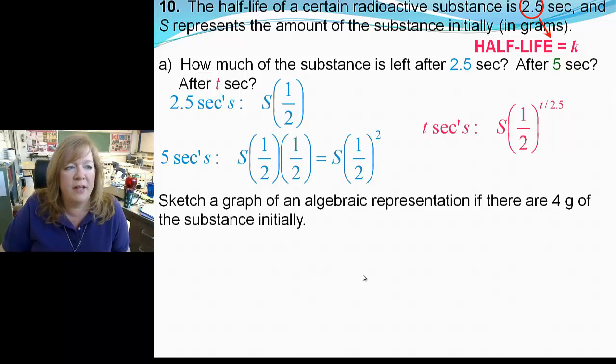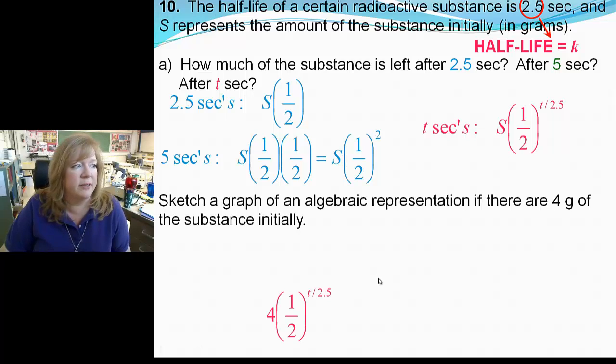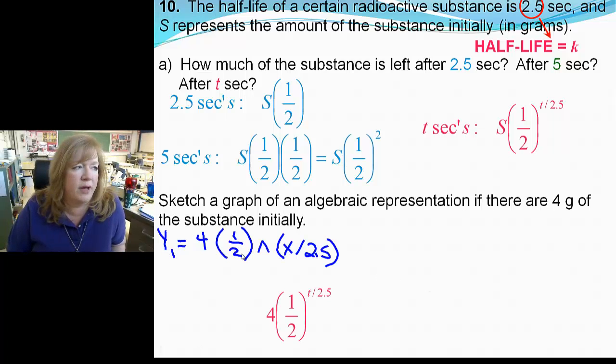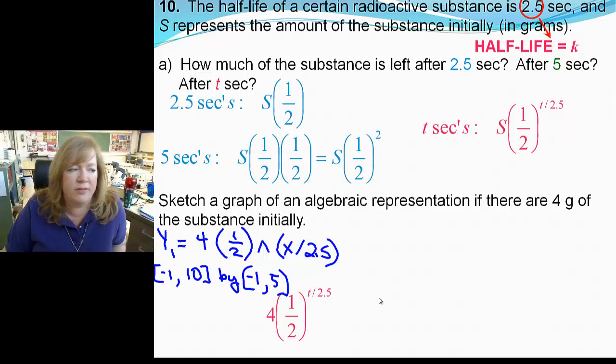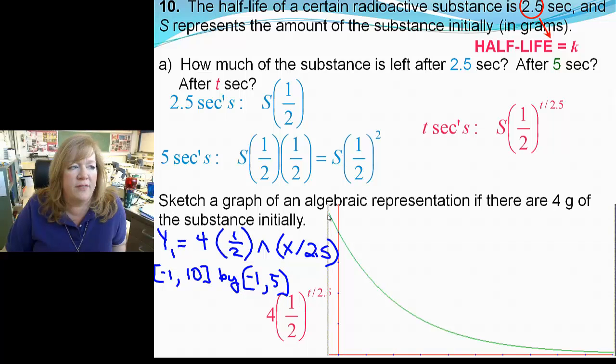So let's sketch a graph and see if there are 4 grams of the substance initially. So let's take a look. I'm going to put this in as y1 equals 4 times 1/2, up arrow, x divided by 2.5. Now make sure you put parentheses in your graphing calculator when you put that in. My window, this is just a suggestion, is -1 to 10 by -1 to 5. So let's go ahead and graph that. So there it is. There's what the graph looks like. They curve down. They go one direction. They're either increasing all the way or decreasing all the way. You notice it's going to get closer and closer to 0 without ever actually getting there.